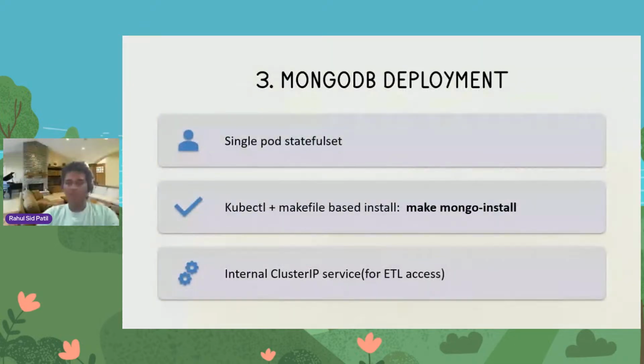With Kafka in place, we now deploy our MongoDB database, which will serve as the storage layer for our transformed data. We are using a single pod setup, lightweight and perfect for testing throughput, latency, and end-to-end flow. The entire deployment is managed using makefile targets. Make mongo install triggers 3 steps.